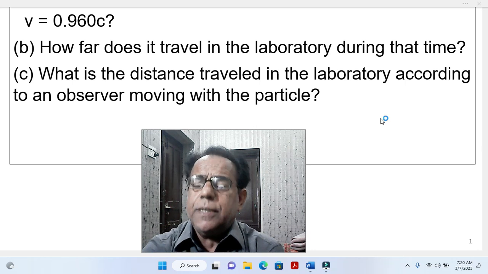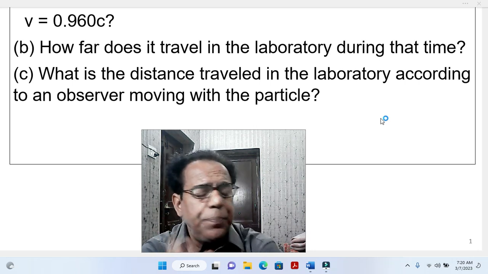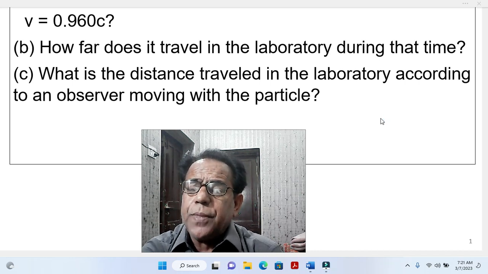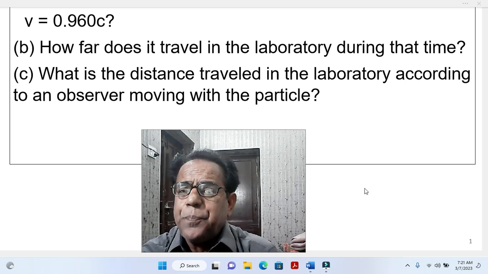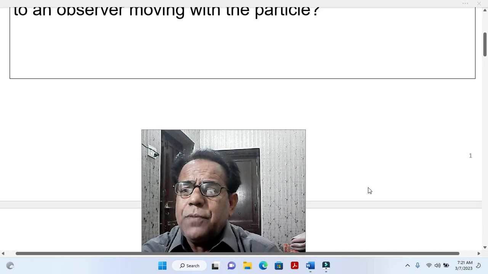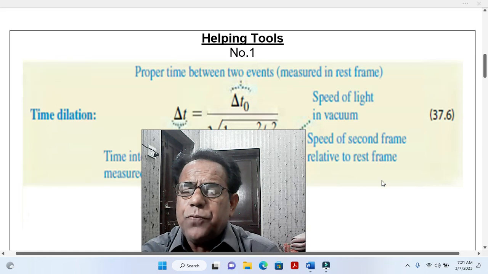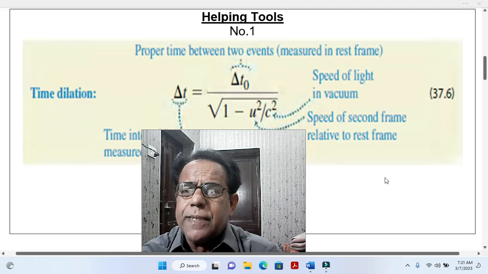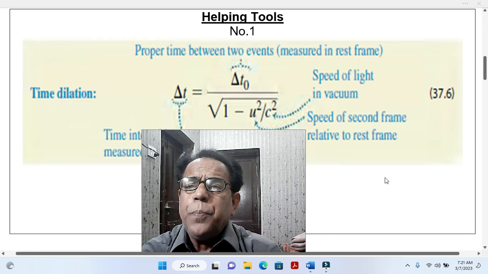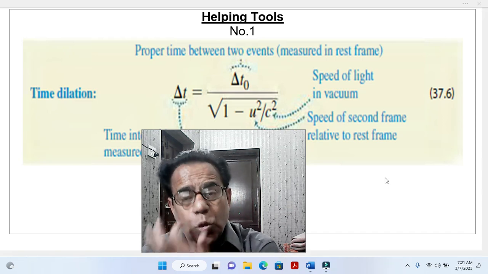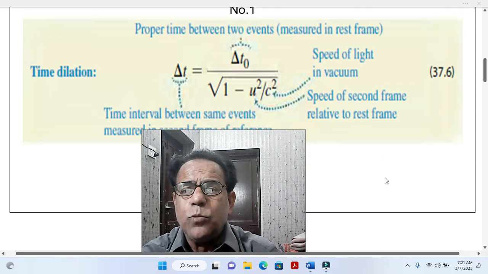Part 3. As usual, first we will come towards helping tools, because dear students, you know that a toolkit is very essential for our development of foundation of physics understanding. So this is tool number 1. Helping tools, tool number 1. What does tool number 1 say?